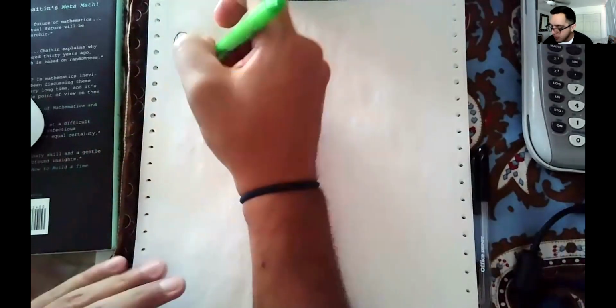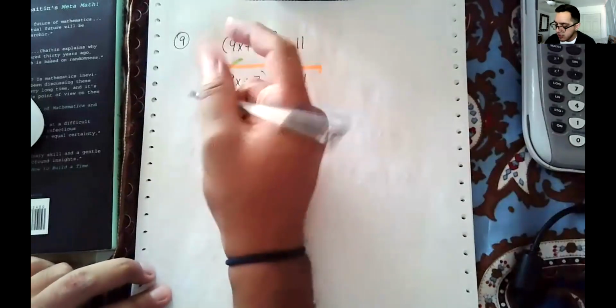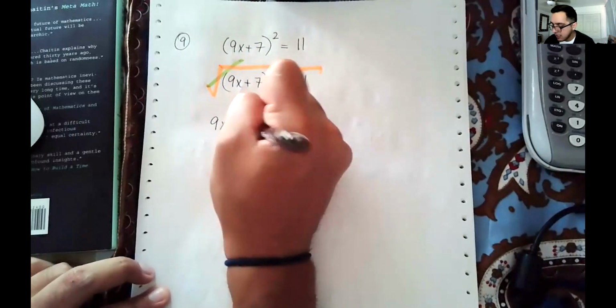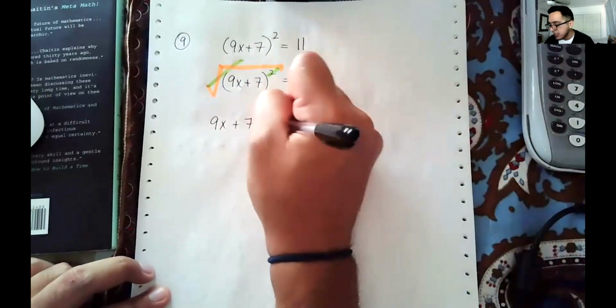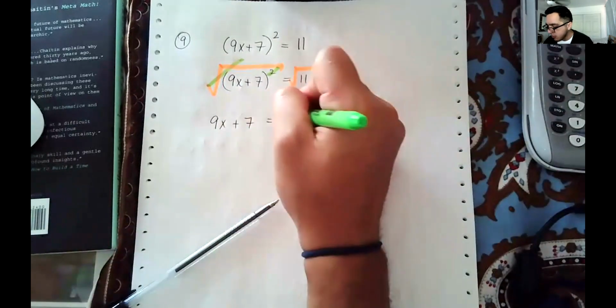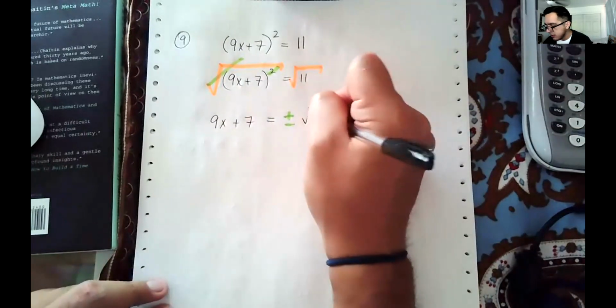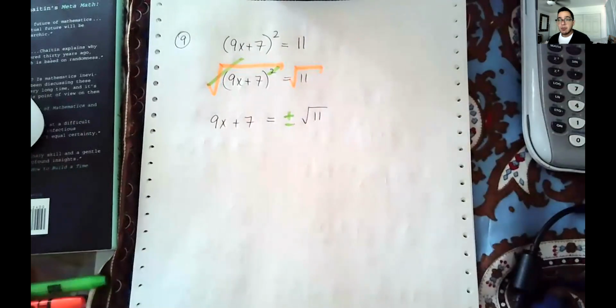Remember that the square root will cancel out the square on the left-hand side of the equation. So we should just have our 9x plus 7 by itself now. And that's equal to plus or minus the square root of 11. The square root of 11 can't be simplified, so we're going to have to leave it like that. And be very careful there. We do not need the i because we do not have the square root of a negative number. The square root of positive 11 is fine, and you can just leave it alone. Okay.